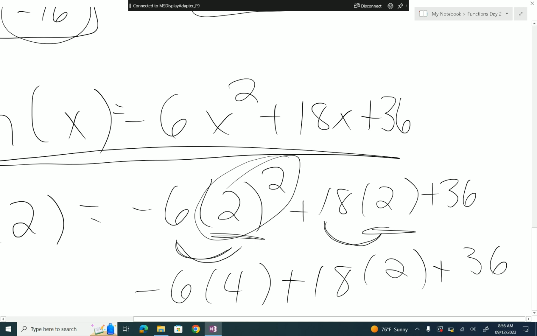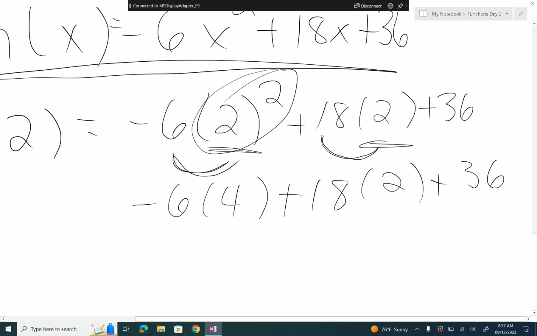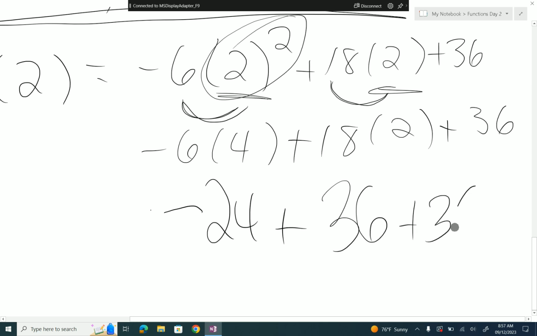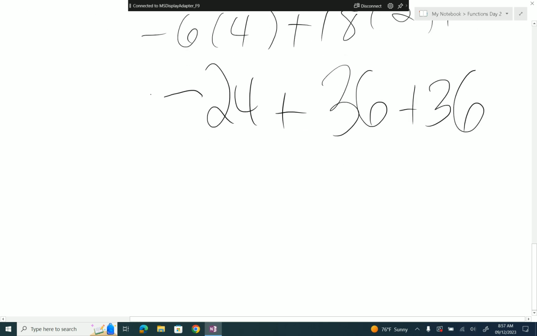So now with my multiplication, I want to work left to right. So what is negative 6 times 4? Negative 24. And what's 18 times 2? 36. So now I've got negative 24 plus 36. What's that?